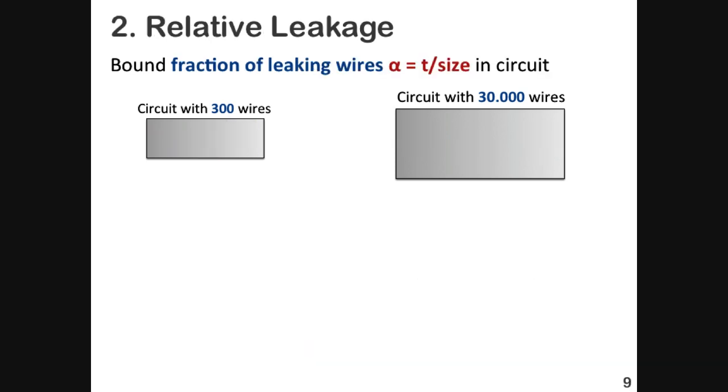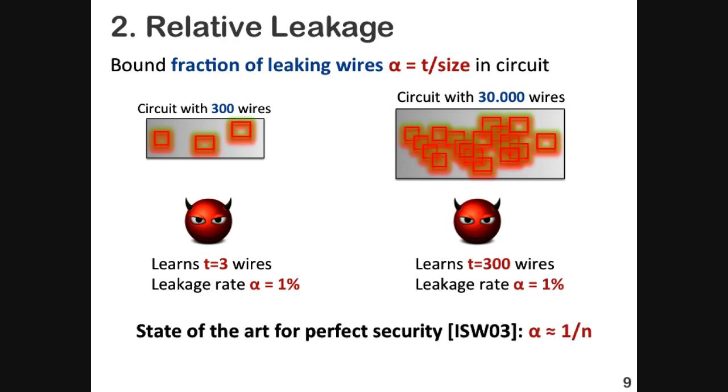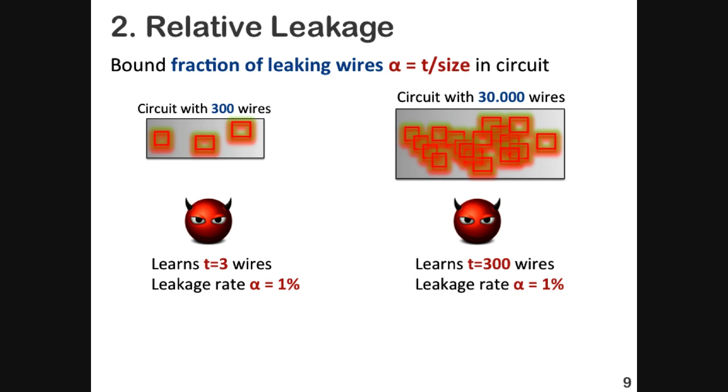The other model looks at the fraction of the leaking wires. It was also considered by the ISW work. Essentially, it introduces this parameter alpha, which is t divided by the size of the circuit. So t is the number of probes and the size is the number of wires or gates. In the small circuit, the adversary can learn three wires, so we have a leakage rate of 1%, while in the large one the adversary can learn 300 wires, so we still have a leakage rate of 1%. We want the leakage rate to stay the same with the size of the circuit, even if the size of the circuit increases. This is at least the final goal. We are not fully achieving it yet, but this is the final goal.